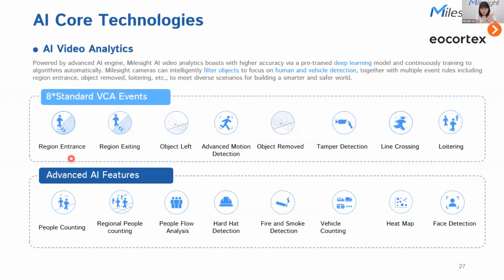And we also offer you some very outstanding AI analytics. Actually, Milesight AI analytics is based on deep learning, so we will further improve our AI analytics, and we support customized AI functions as you like. So in addition to the standard VCA events, we also have some very advanced AI features like people counting, hard hat detection, fire smoke detection, etc. So let's take some of the AI features as examples.